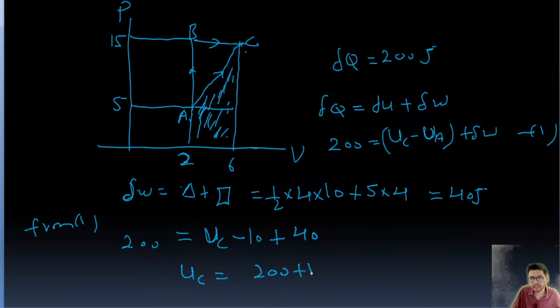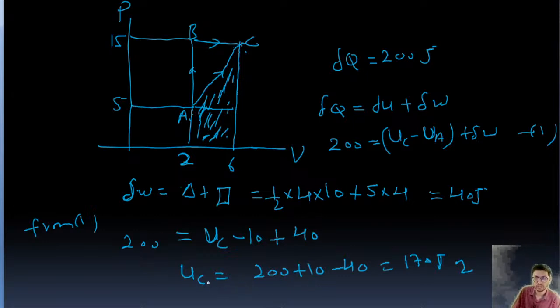So from here the value of UC is going to be 200 plus 10 minus 40, right? This is 170 joule. So 170 is the correct answer, guys. Which option is matching? Very simple question, right? This is how we'll solve it. So work done in the PV curve is the area under the curve, that's what we have used here.